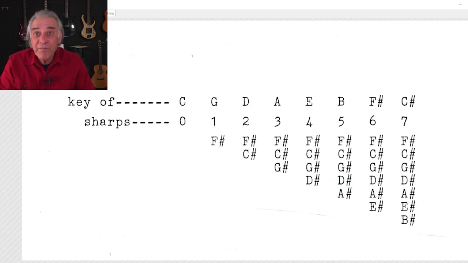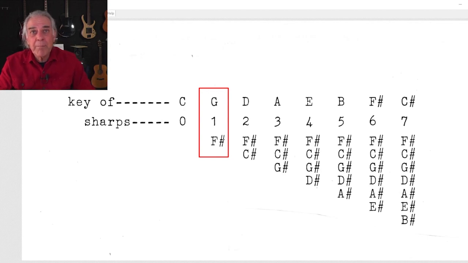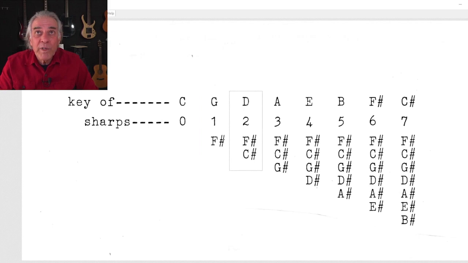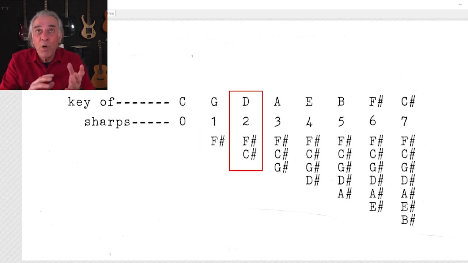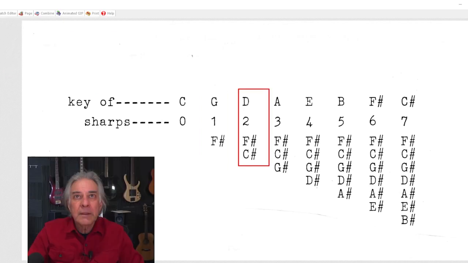Right here is the graph view of all 7 keys, and you can see clearly, a little easier to see than the circle, how the sharps are added. So we start with the key of G we've already looked at in the other views, and we have 1 sharp, an F sharp. Now we go over to here and we have the key of D, and it has 2 sharps, an F sharp and a C sharp.